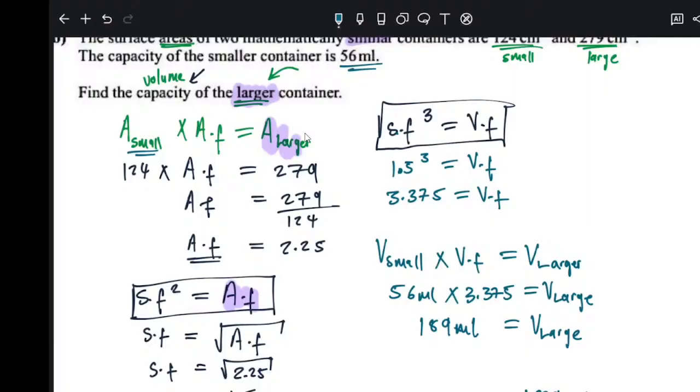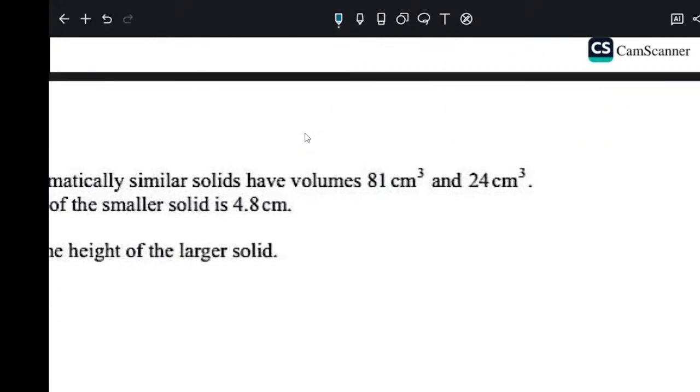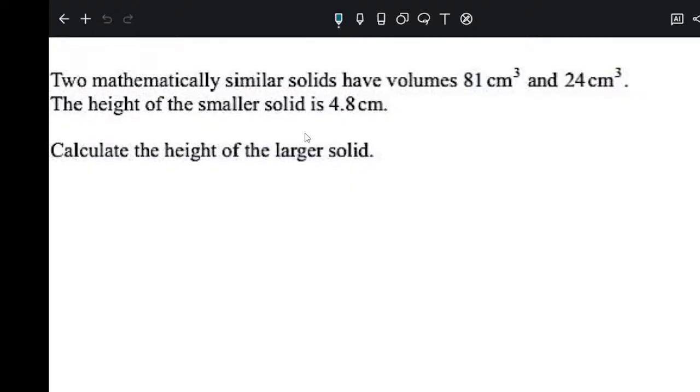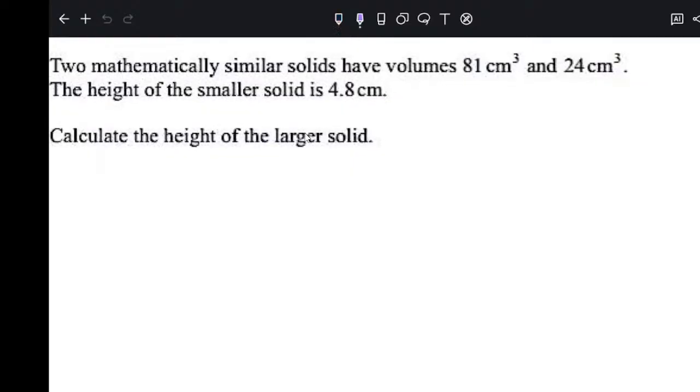Is this hard? No, it's not hard. We come here. Two mathematically similar.